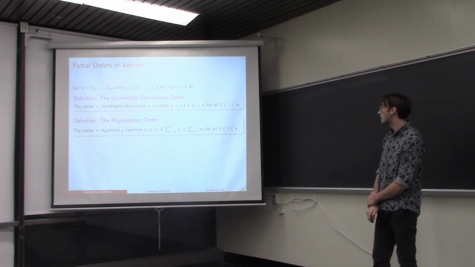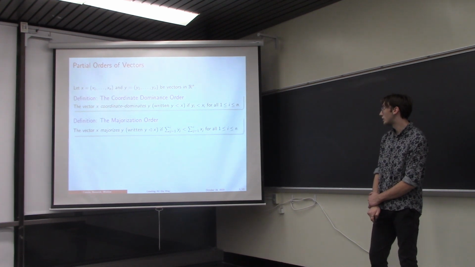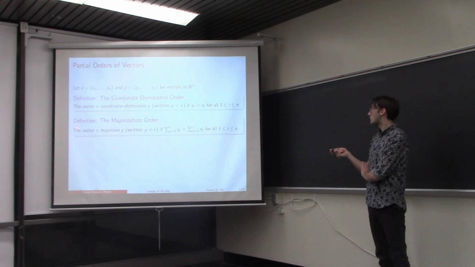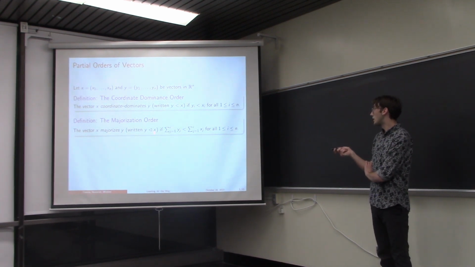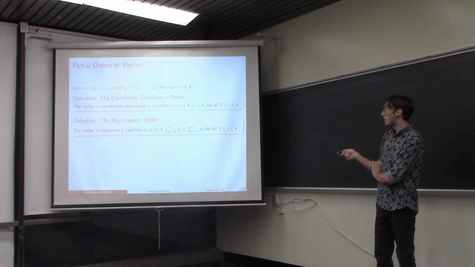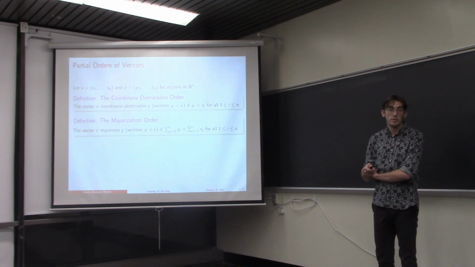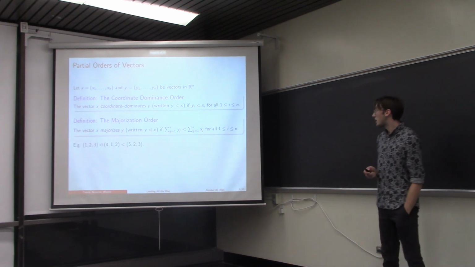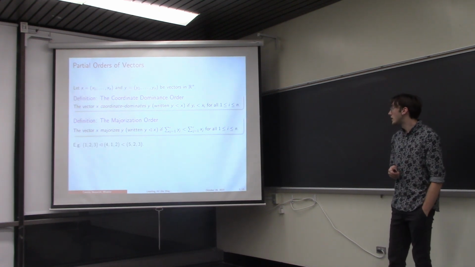And another one is the majorization order, which looks a little bit more similar to the puzzle. So vector x majorizes y, and we write it like this with this little triangle, if all of the partial sums of one vector, or x, are bigger than all of the partial sums of y. So all of the corresponding partial sums. So here's an example. So 1, 2, 3 is majorized by 4, 1, 2 because 4 is bigger than 1, 5 is bigger than 3, and 7 is bigger than 6.